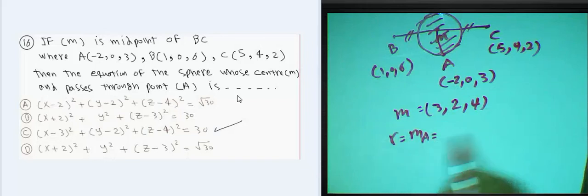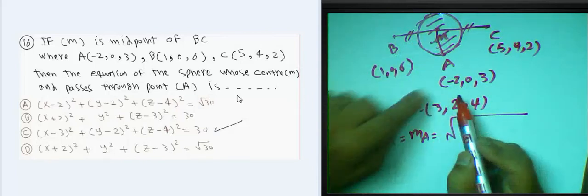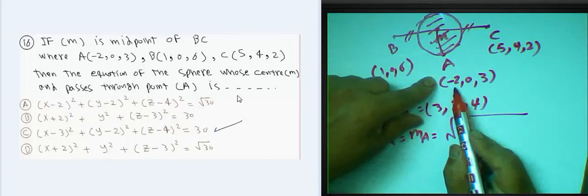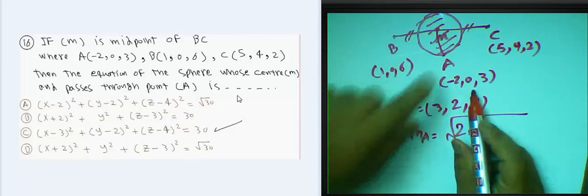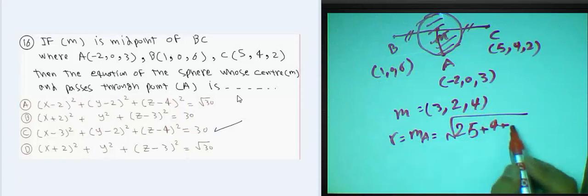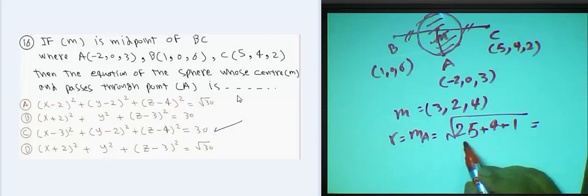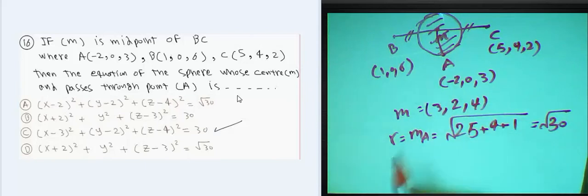It will be MA, square root of, we have here M and this point A. 3 minus negative 2 equals 5, power 2 equals 25. 2 minus 0 equals 2, power 2 equals 4. 4 minus 3 equals 1, power 2 equals 1. Then the result will be square root of what? 29 or 30. It will be 30. Okay, sorry, 30 here. So the radius equals square root of 30.